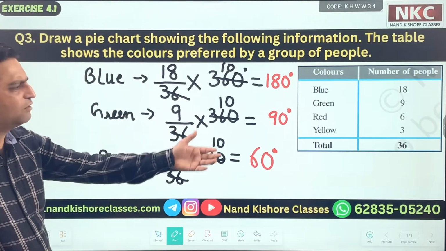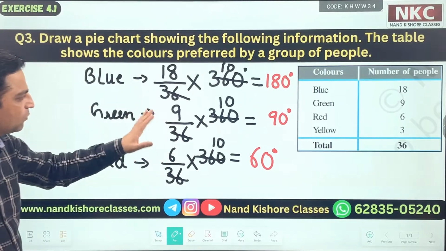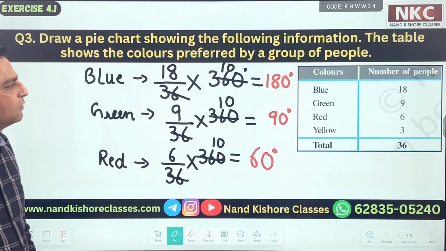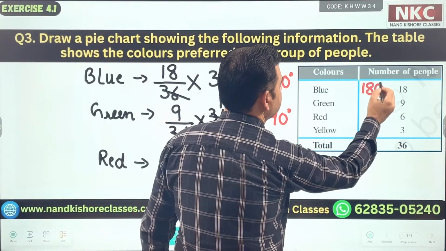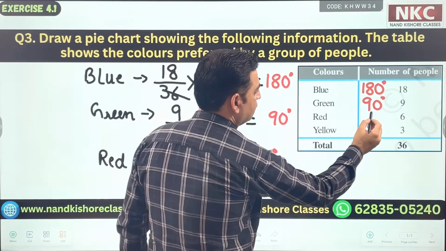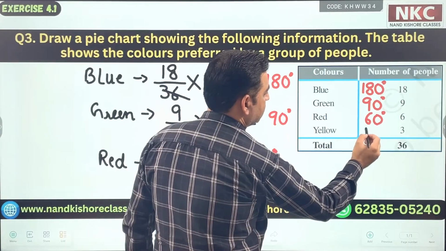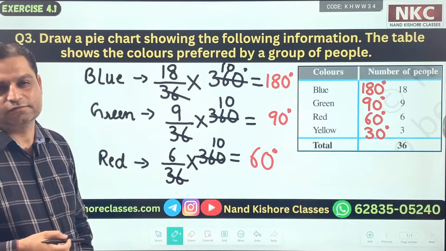And in the same way you can find for yellow also. It will be a 30 degree angle using the same concept. I hope the concept is clear. So I am going to write the angles here. For blue it is 180 degrees, green it is 90 degrees, for red 60 degrees and for yellow it is 30 degrees. These all are the angles.